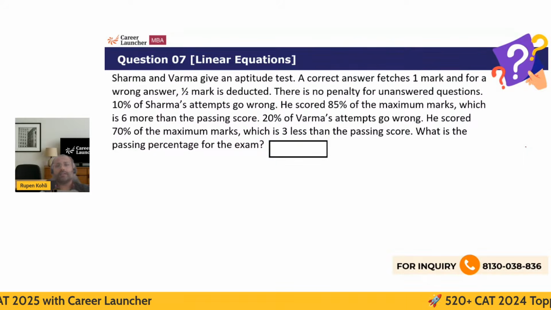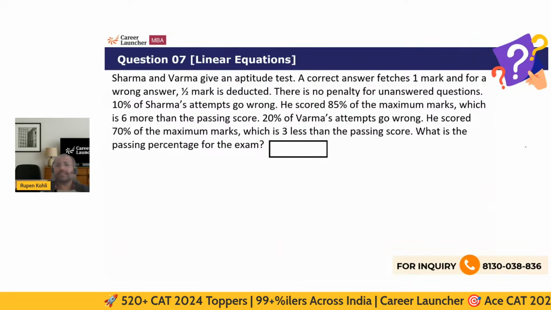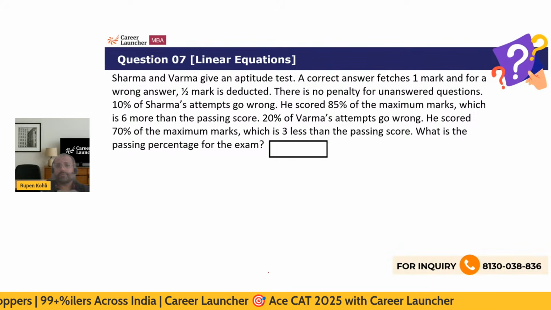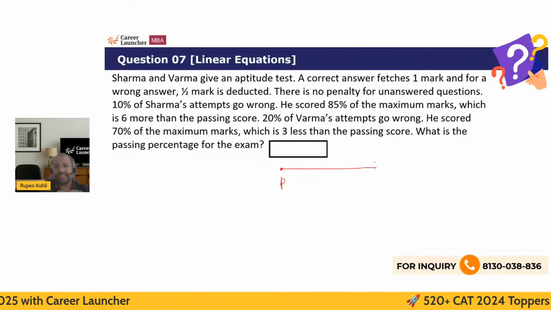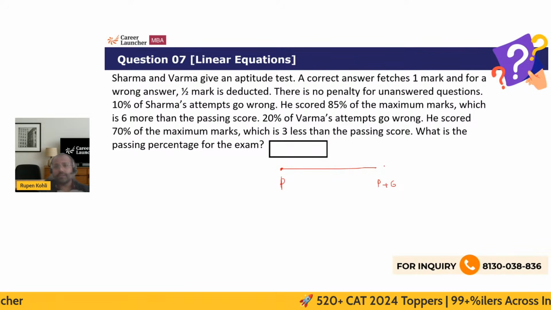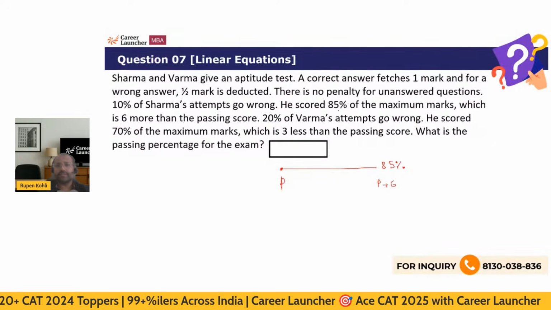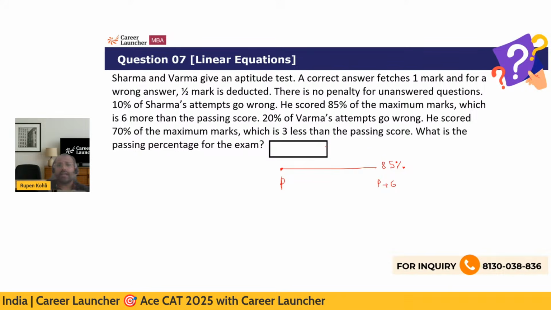Right? When somebody is scoring 85% marks, they are six more than the passing score. So if there is a passing score to be obtained, let's say P, from that score you do plus 6, you reach P plus 6, you're at 85%. I'm just looking at the last statement, this 85% he gets, it's 6 more than the passing score. I'm not looking at everything else.